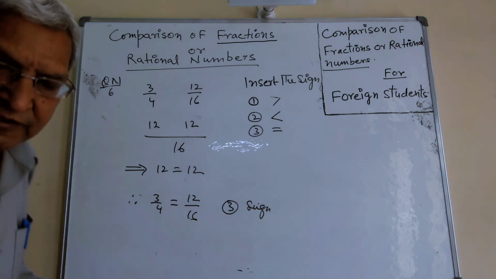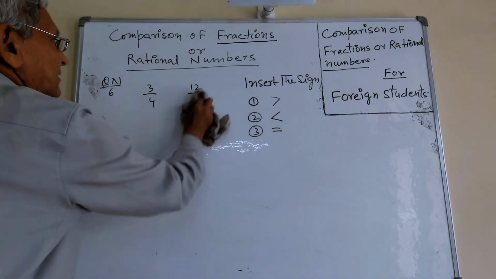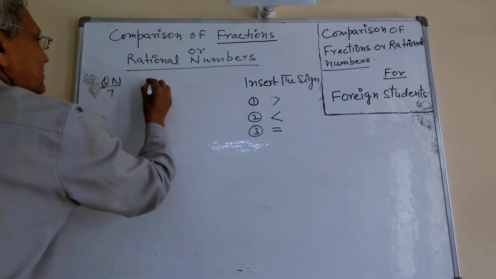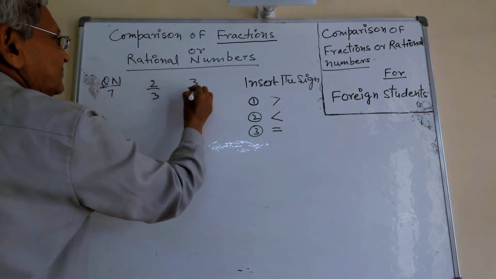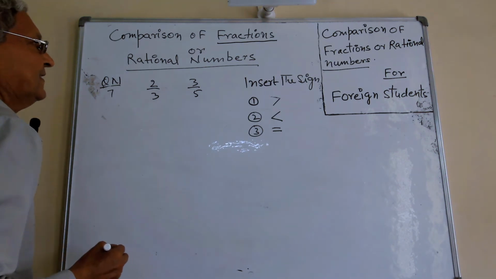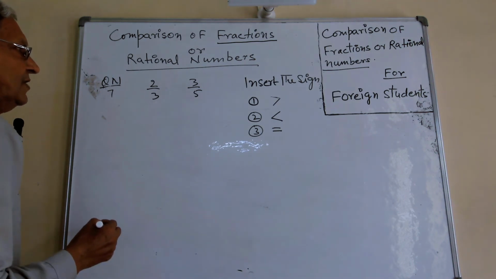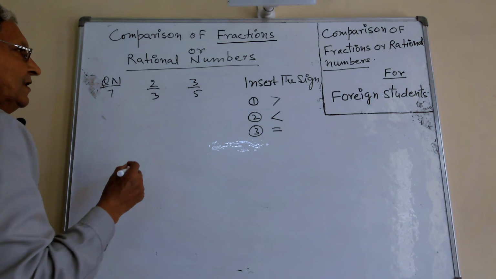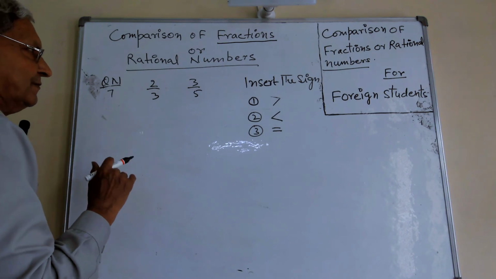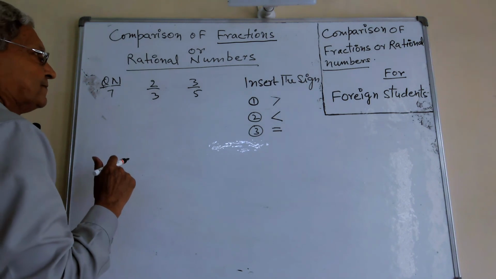So my dear students, I am taking one example more. Here you see seventh example. 2 by 3 and 3 by 5. This is an example of two fractions. We have to compare these two fractions. There are two methods. I will tell you here. In sixth question, we have applied the method of taking LCM. Now, I will take the second method.